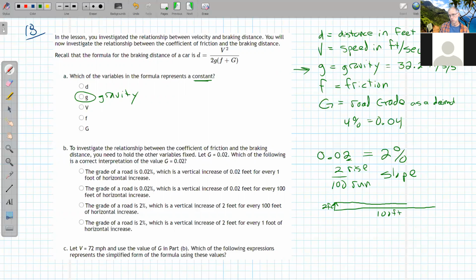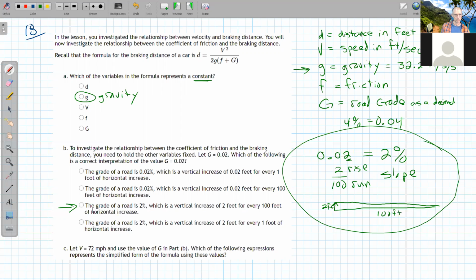So that's what a 2% or a 0.02 road grade means. And so I just need to pick the correct sentence that has all of this idea about where the idea of road grade comes from. Scanning them, it looks like it's probably this one. I see a 2% in there, and I see 2 feet for every 100 feet.